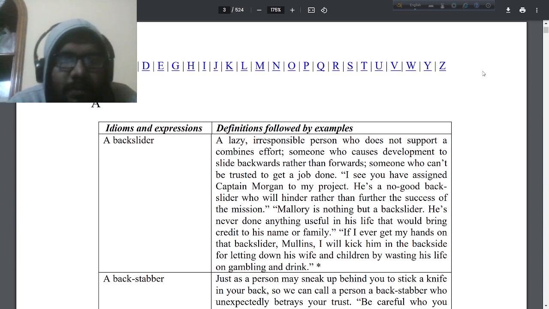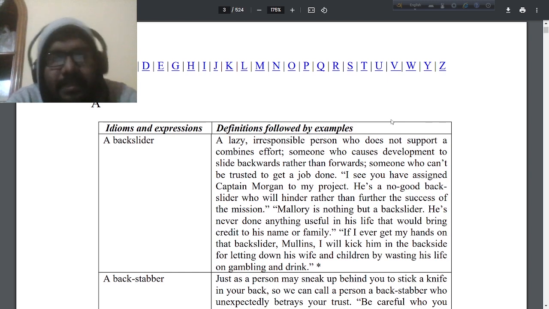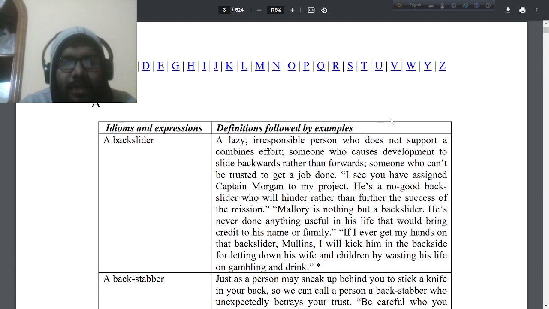Okay, so here is the first one, which you can see: backslider. So what does a backslider mean? A backslider is like a person who is behind your back. That means he is lazy, and that's why he is behind your back. So imagine a situation where you both wake up at 5 o'clock, and he, because of his laziness, gets up from bed a little bit late.